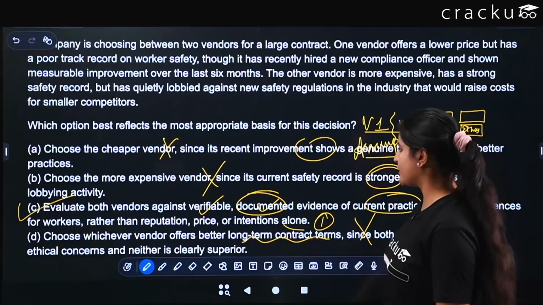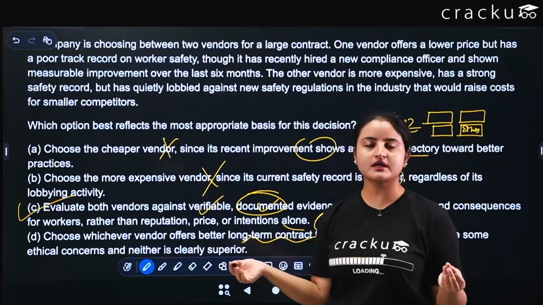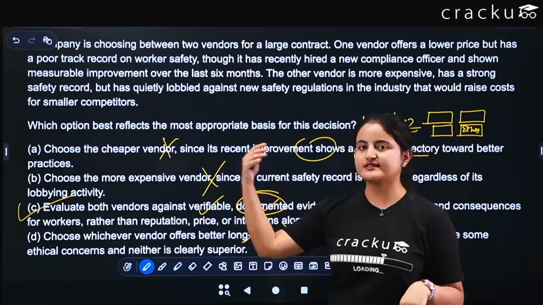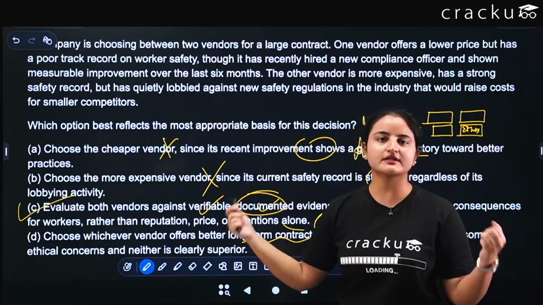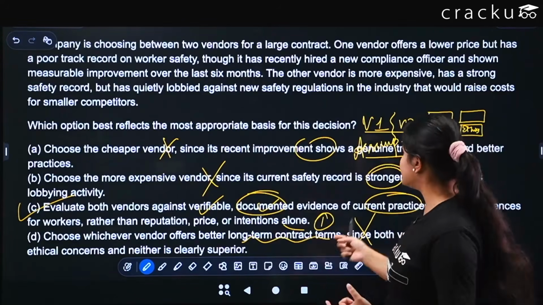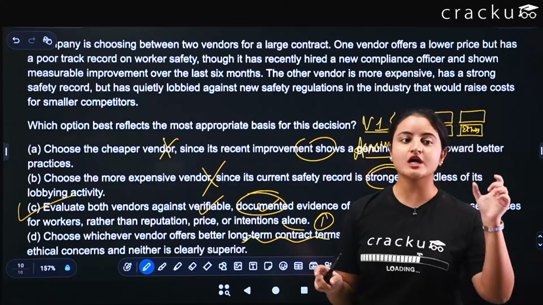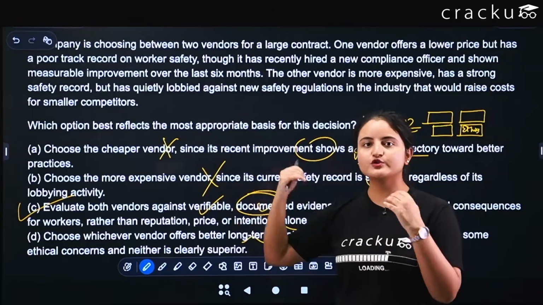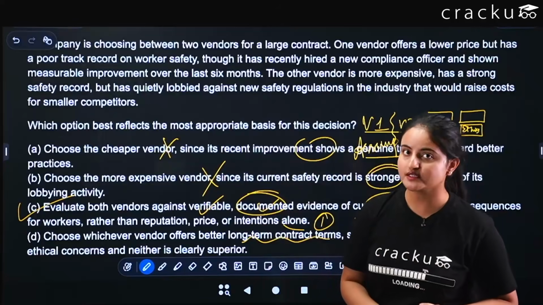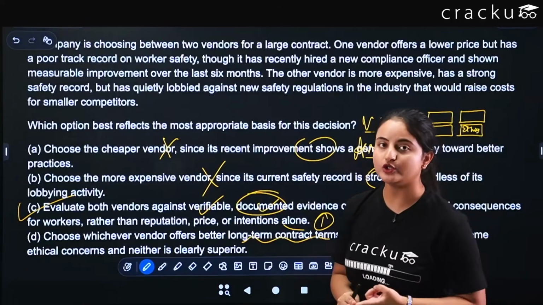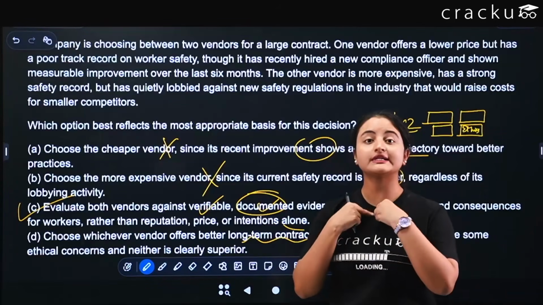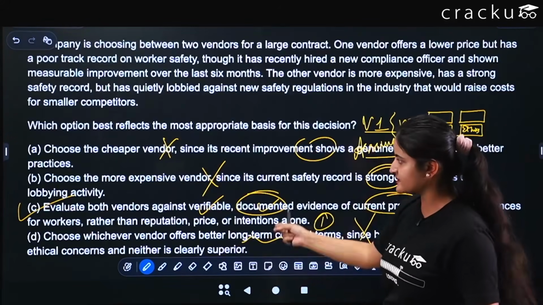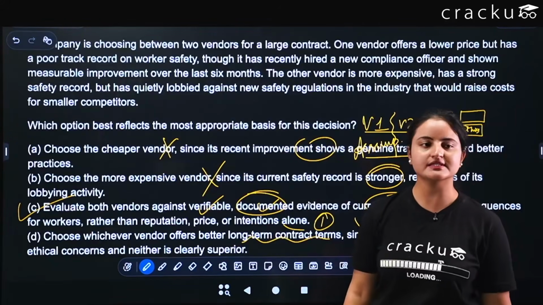So this is wrong. Since both have some ethical concerns, then you're making a decision, okay, both are bad, let me choose anyone. It's not correct. You have to evaluate them on all the parameters, not just because it is ethical, but also because it would be a smart decision, it would be good for your company long term, and you would protect yourself and your company from consequences. Best option is C.